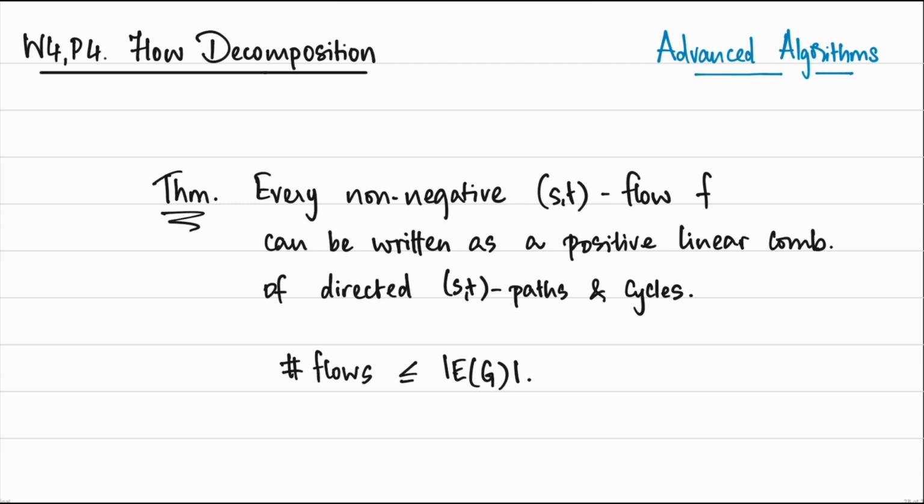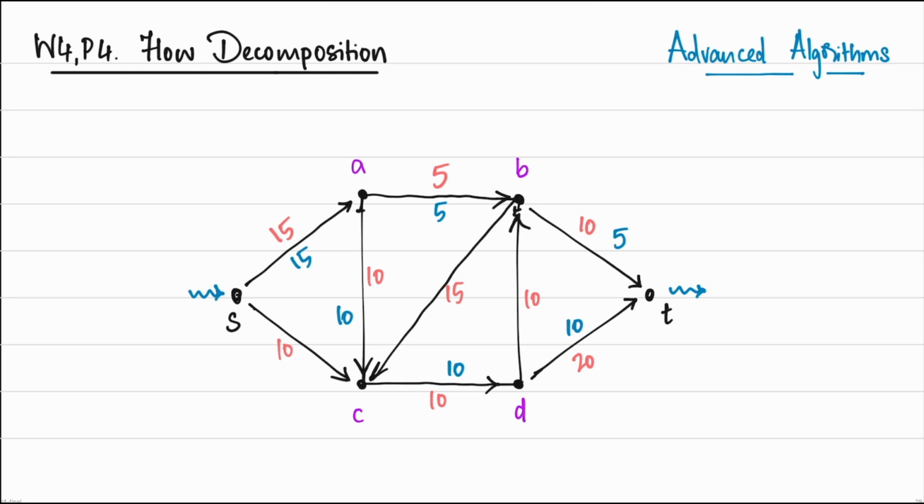So it's really nice that every flow can in fact be thought of in this way. So you can probably see the statement of the theorem on your screen here, but let me actually walk you through it with an example instead. So remember that we had this flow on a flow network some time ago.